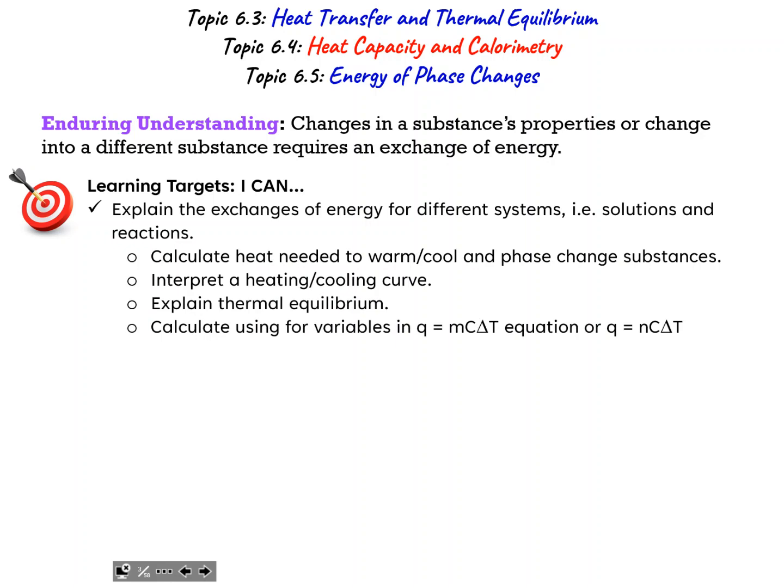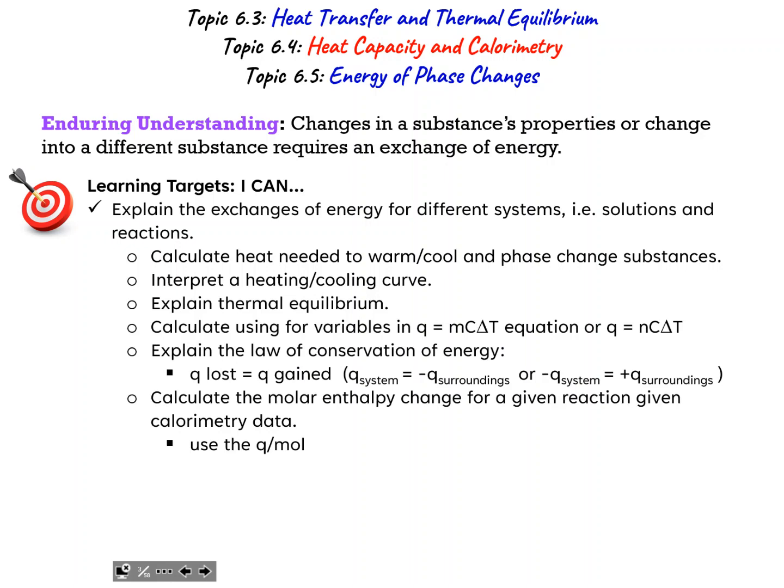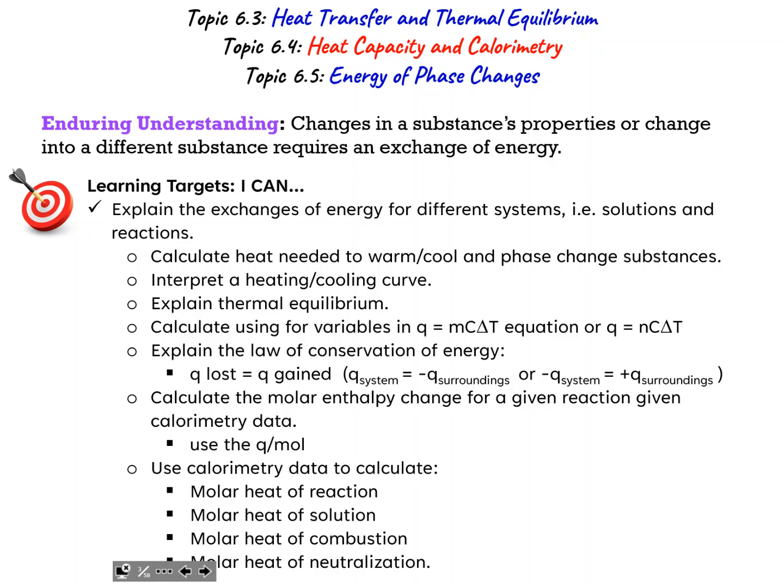Calculate using the variables Q equals mcΔT or Q equals nCΔT. Explain the law of conservation of energy. Q lost is Q gained. That's going to establish the thermal equilibrium. Calculate molar enthalpy for a given reaction using the calorimetry data, which gives you the heat, and then you figure out the moles, and you can do heat per mole, and you'll get your delta H that way. That is, by the way, the fourth way to calculate delta H.